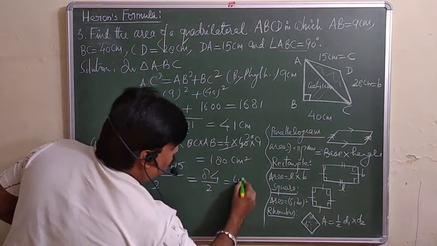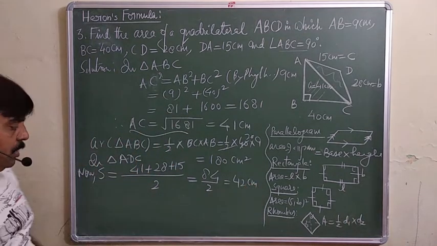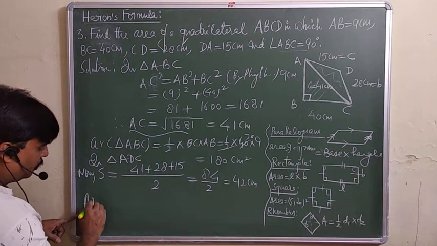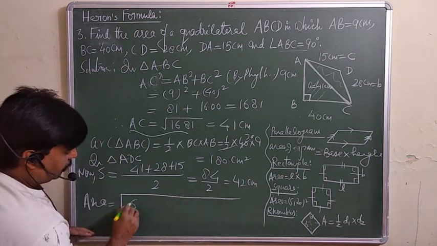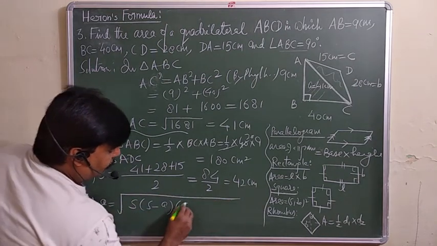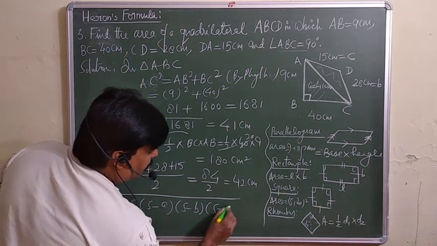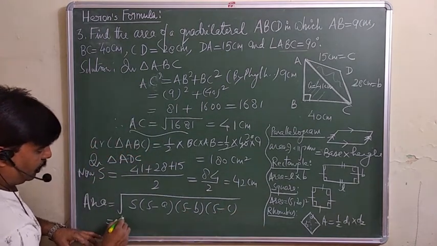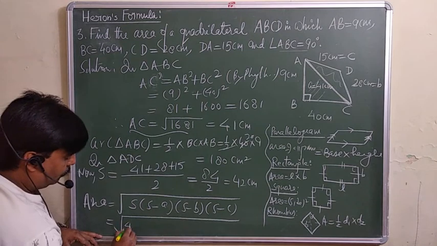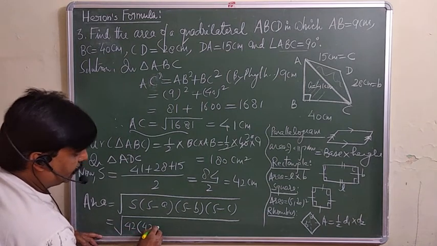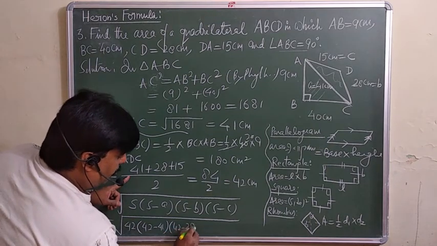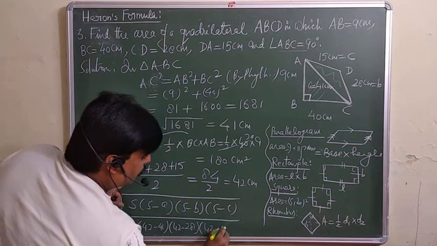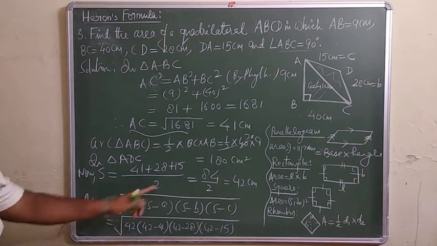Is equal to 42 centimeters. So S is this one. Now you can apply the formula: Area is equal to under root S(S minus A)(S minus B)(S minus C). You can put the values here. S is 42, so 42 into (42 minus 41), (42 minus 28), (42 minus 15). Now you can solve this one here.